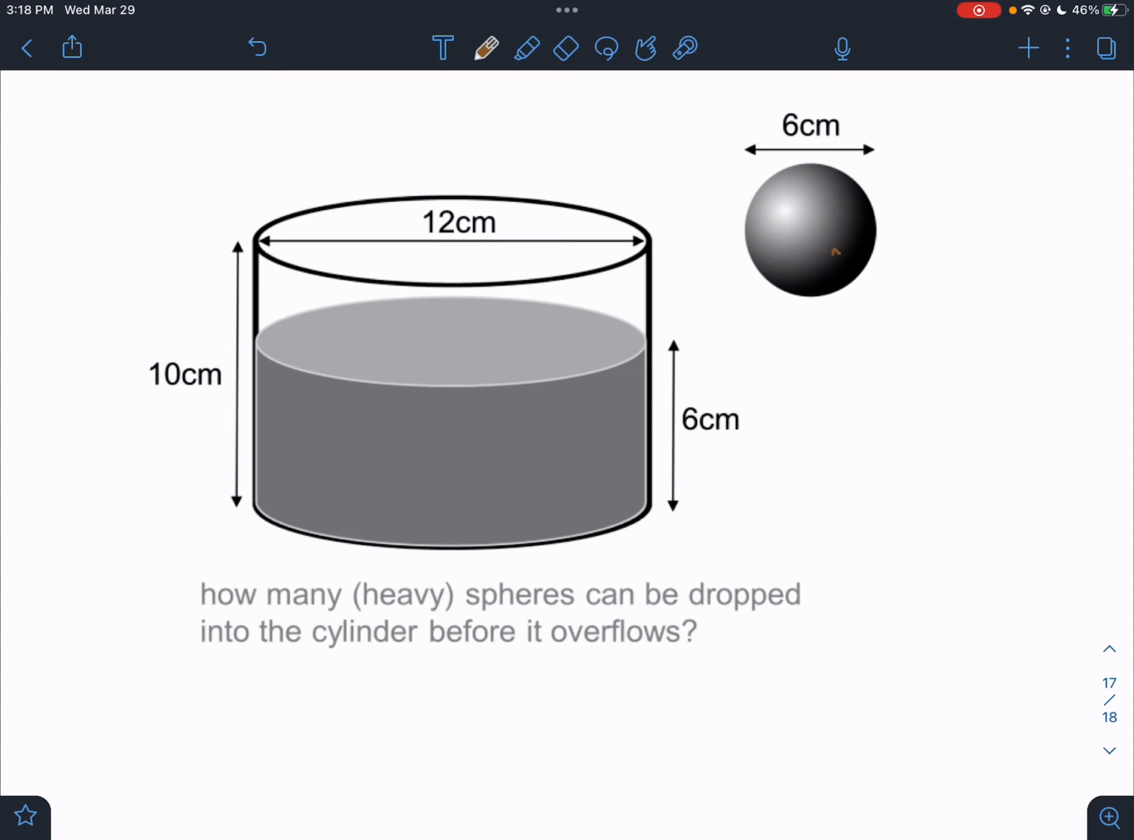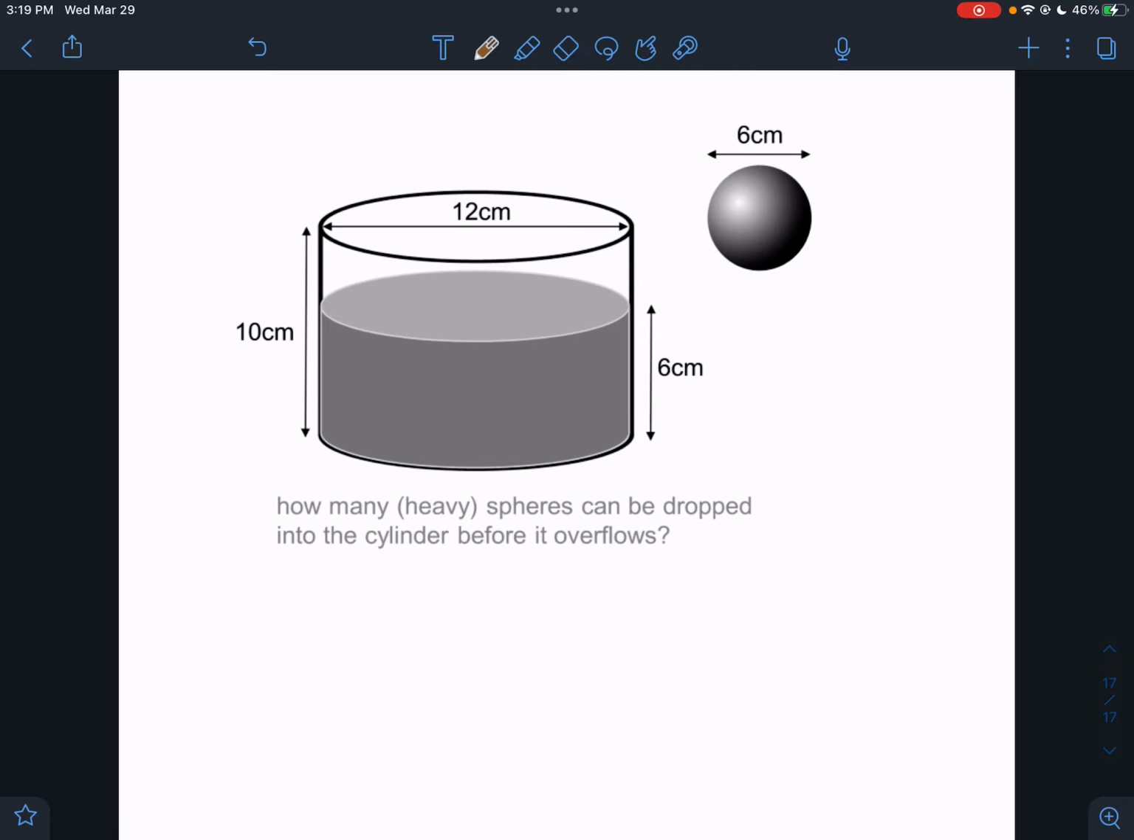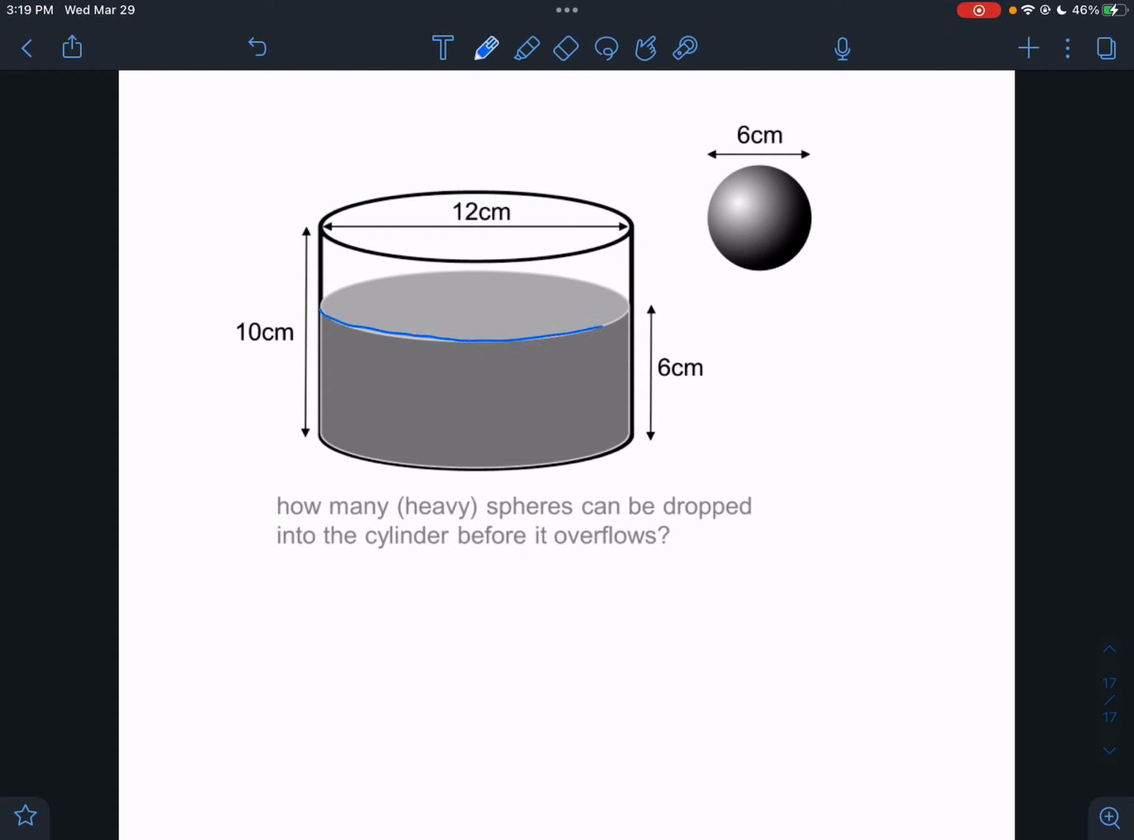How many spheres could go into this shape? Now, again, don't get all hung up on could it physically fit. We're just talking about purely volume-wise. If you need to, just imagine like it's melting or something. I don't know. But how many would fit before it overflows? So I would love if you tried this on your own, but what's the first thing I need to know? I need to know how much space do I have.